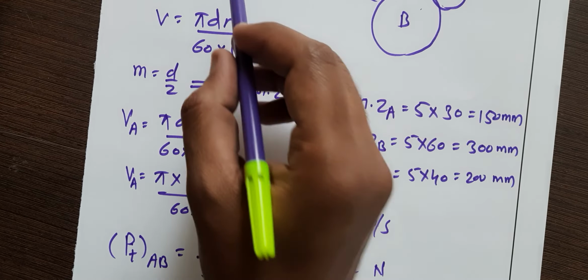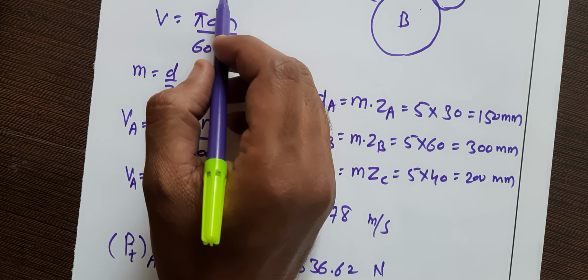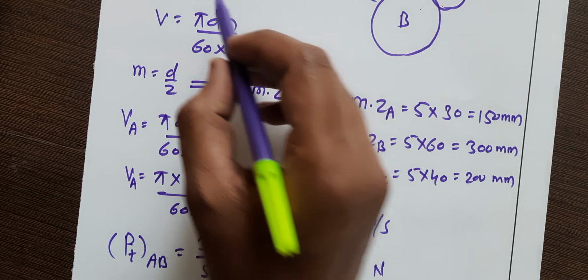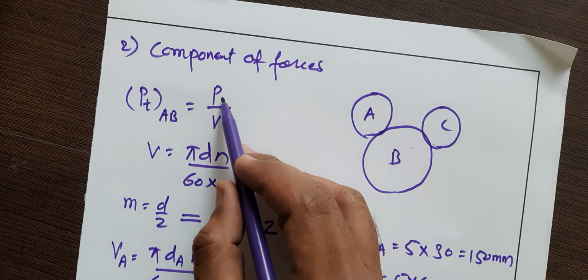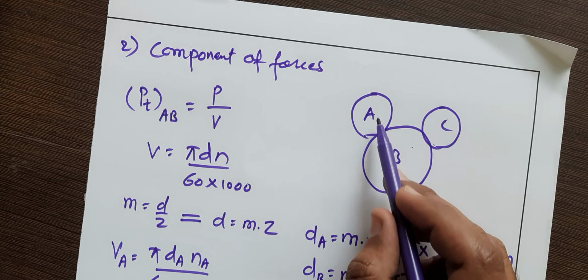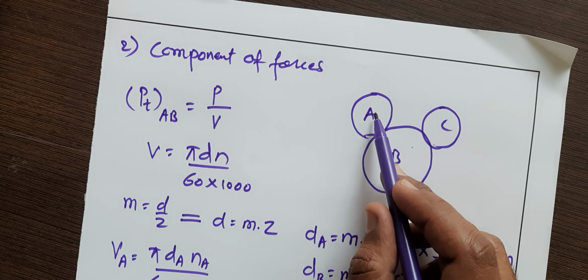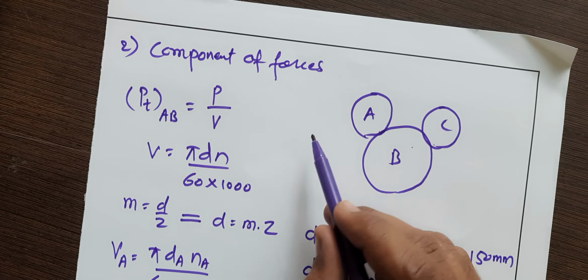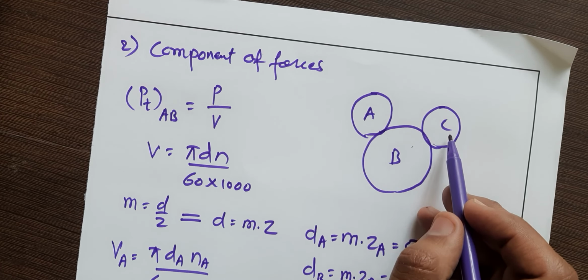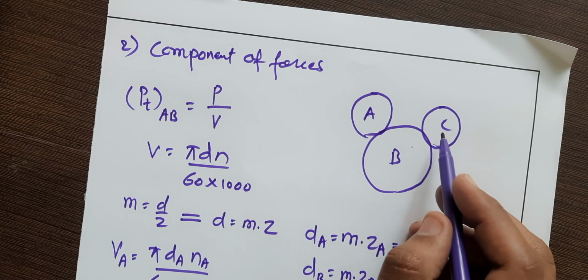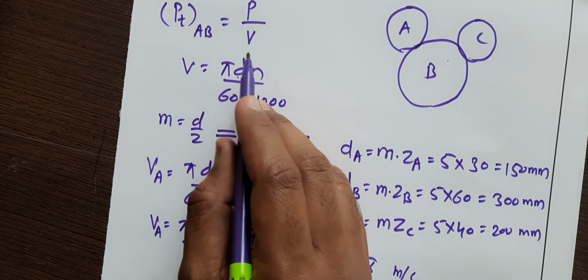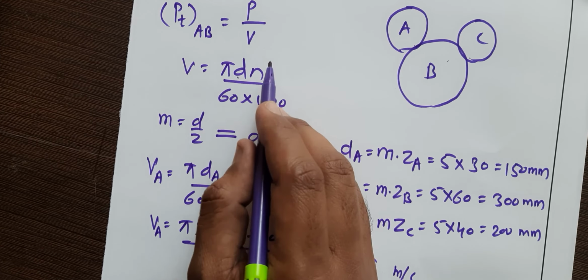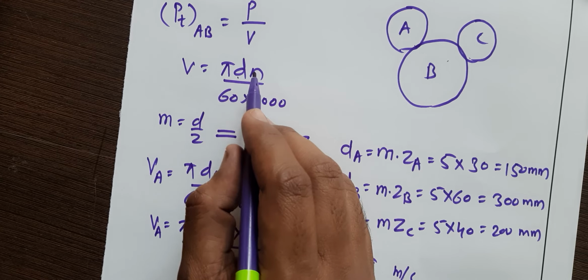Now see here, your tangential force is nothing but power by velocity. Velocity is the pitch line velocity, and power is the same for all the gears. So power on gear A, B, C will remain the same. Pitch line velocity of A, B and C will remain the same, because pitch line velocity depends on the product of D and N. If diameter increases, RPM reduces; if RPM increases, diameter reduces, so the product will remain the same.